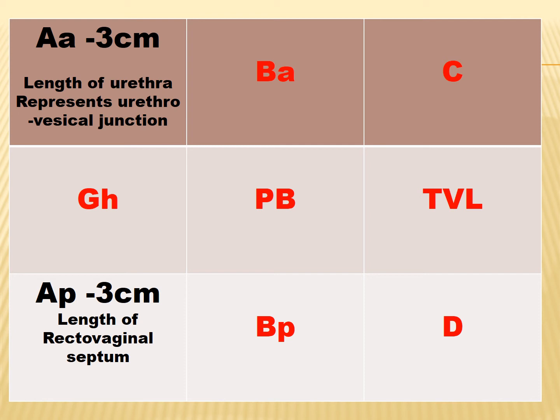Why is it 3 centimeters? Because it represents the length of the rectovaginal septum, which also has a fixed length. So it is 3 centimeters. Right. So this clears the confusion about why these points are fixed. Coming to the next slide.